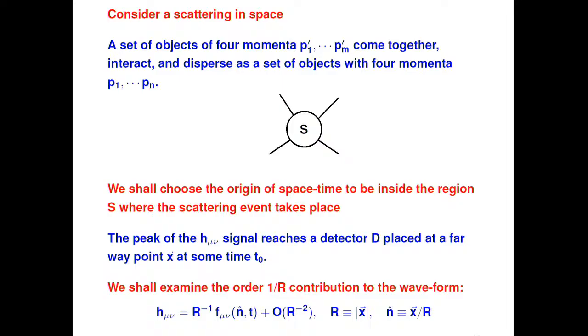And our goal will be to examine the order 1 over r contribution to the waveform, namely that we have this h mu nu which has a piece r inverse times some function of the direction in which the detector is placed, and of course the time at the detector, because as the wave passes, the h mu nu will keep changing at the detector. And then there are corrections of order 1 over r square that we will not be interested in, because these fall off too fast to be observable in any realistic situation. R here is the distance, and this n hat is a vector which tells you which direction the detector is placed.